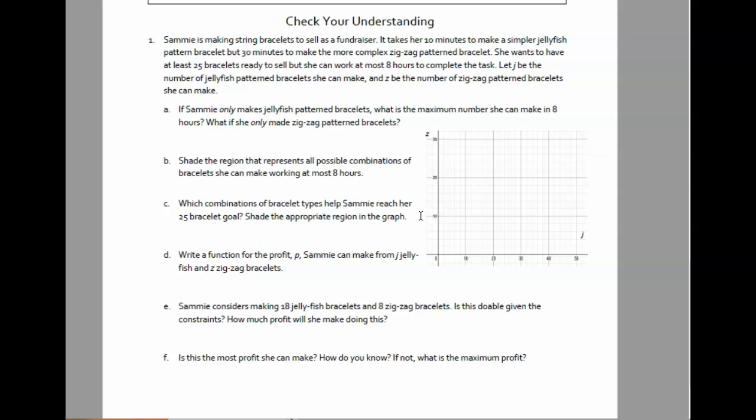Sammy is making string bracelets to sell as a fundraiser. It takes her 10 minutes to make a simpler jellyfish pattern, but 30 minutes to make a complex zigzag. She wants to have at least 25 bracelets. She can work at most 8 hours. Let J be the jellyfish.